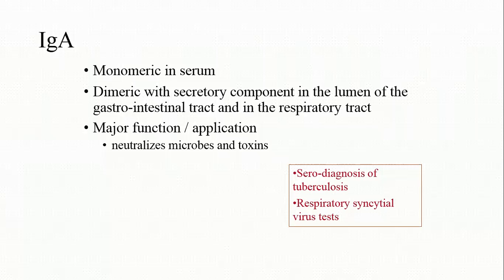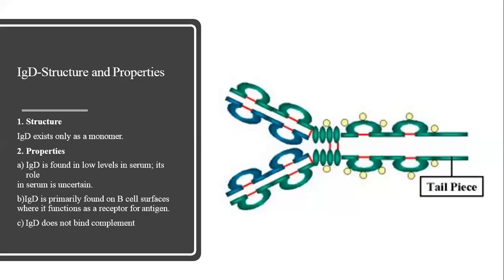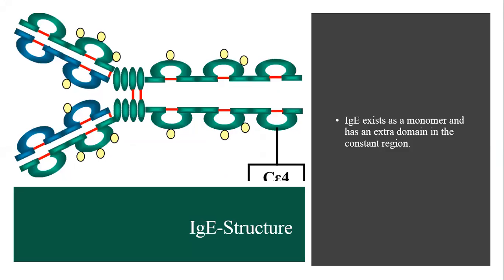IgA is monomeric in serum, and it is dimeric with the secretory component in the lumen of the gastrointestinal tract and in the respiratory tract. The major function and application is the neutralization of microbes and toxins. IgD is monomeric in nature, and it is found in low levels in serum. Its role in serum is still uncertain. IgD is primarily found on the B cell surface, where it functions as a receptor for antigen. IgD doesn't bind complement.